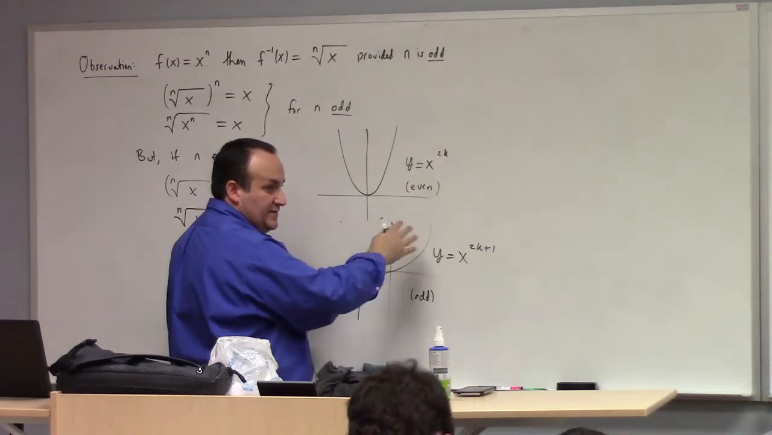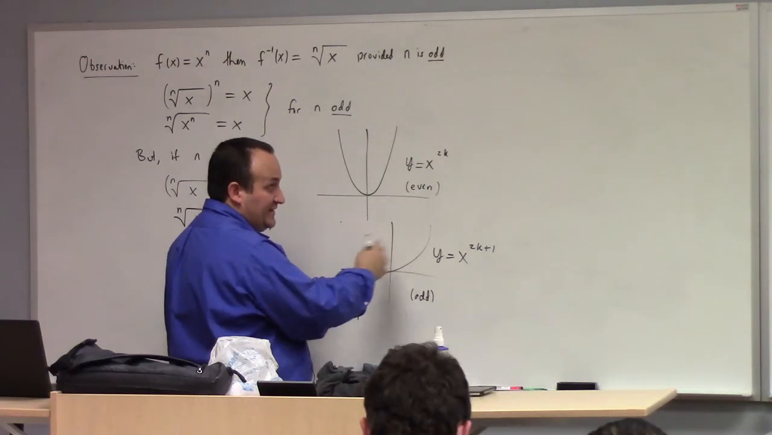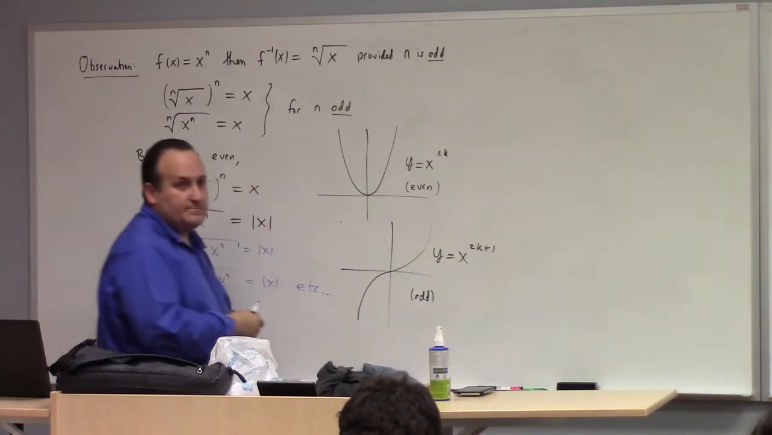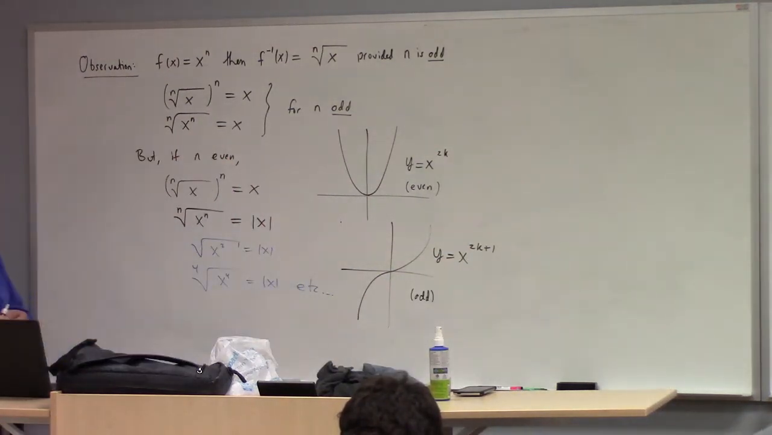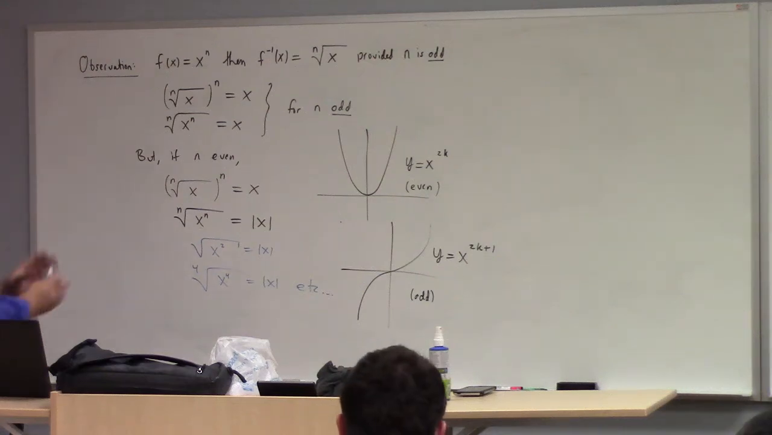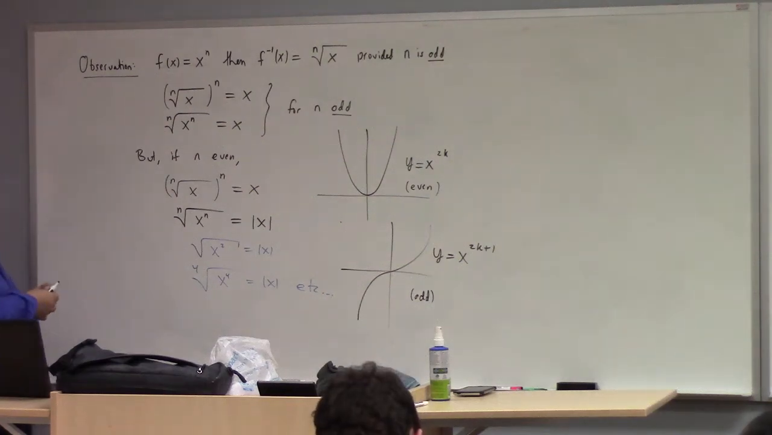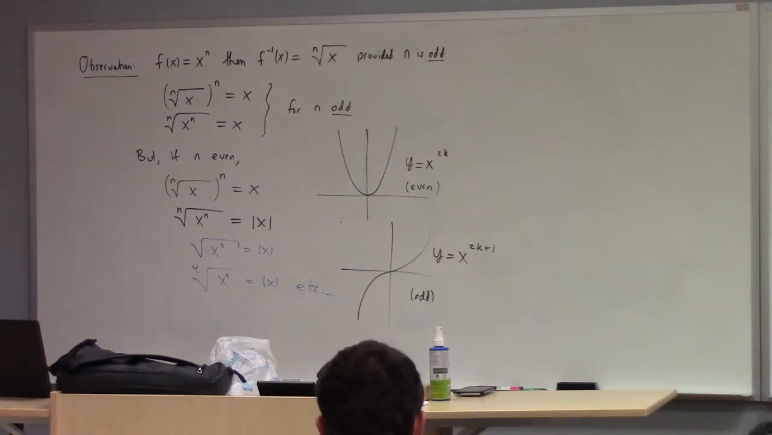I mean, f of minus x is equal to minus f of x, and it's also odd as a power. Odd power functions are odd functions. Even power functions are even functions. This is what the difference between example 1 and example 2 was. It's just the n equals 2 and n equals 3 case of this phenomenon.